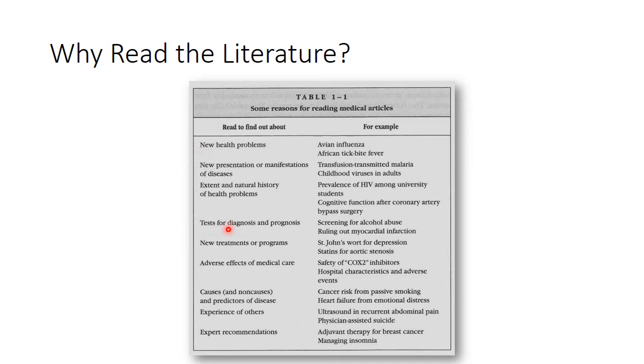You learn about new tests for diagnosis and prognosis. So, what type of tests should we use to rule in or rule out certain diseases? You can read about new treatments or new types of programs for different diseases. Adverse effects of medical care. There's lots of reasons to read the literature, and so it's important to kind of pick out, when you're out there in the clinical world, what you want to read and try to stay abreast of it, kind of what's pertinent to your practice, right?